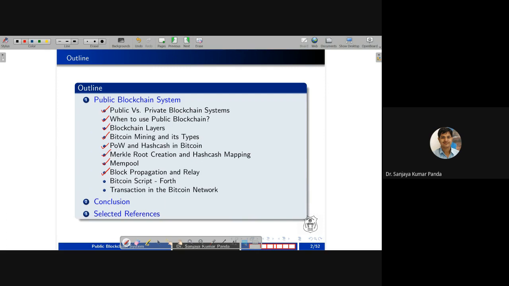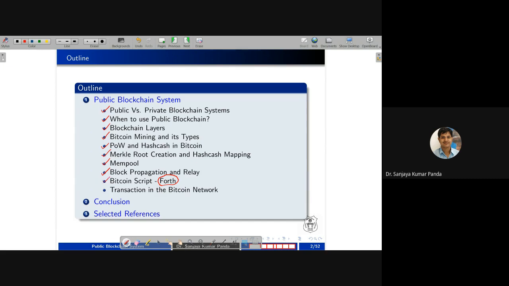Then I'll tell you about one of the popular programming languages for Bitcoin, that is called Fork. This is a very simple language through which you can write code for Bitcoin, which we call Bitcoin script. I'll give you two different examples of Fork so that you will come to know how people are writing code for Bitcoin, or in blockchain.